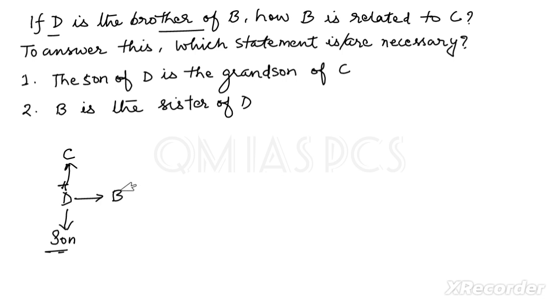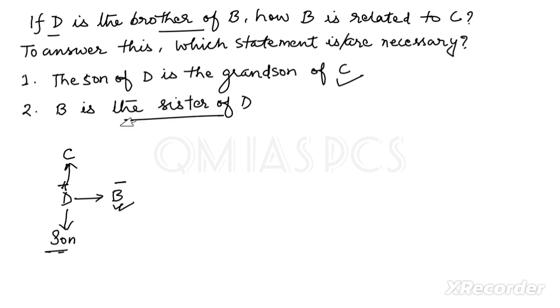Okay, and B is a child of C, that we know, but we don't know the gender of that one from this statement. Okay, from the second statement it is given B is the sister of D. B is the sister of D, that means the gender is female. Okay, now can we represent how B is related to C?